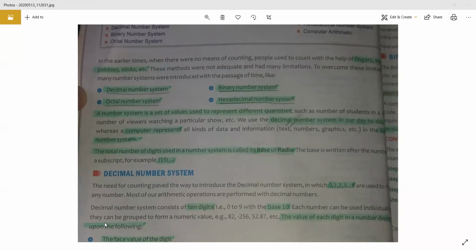Okay, and in your number system there is one term, that is base or radix. What is that? The total number of digits used in a number system is known as base or radix. Okay, and how is it written? It is always written as a subscript of your number. For example, any number which is 101.